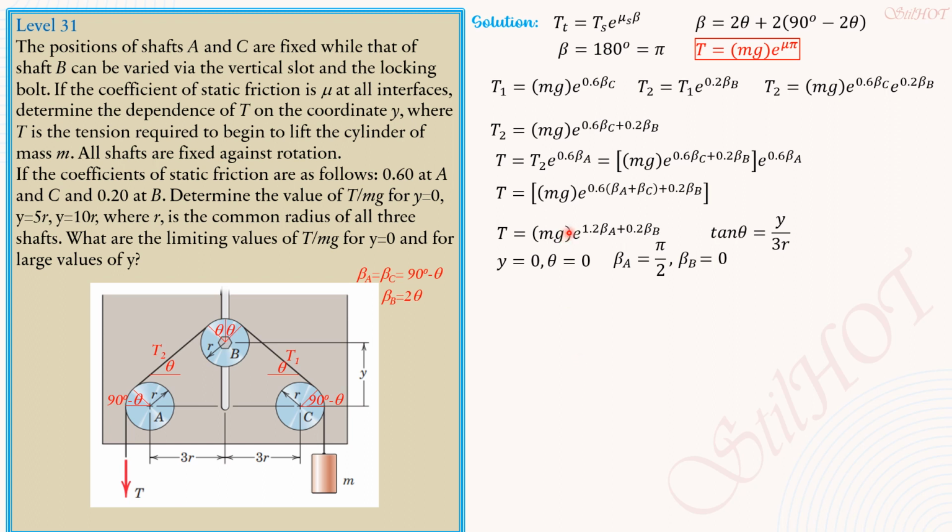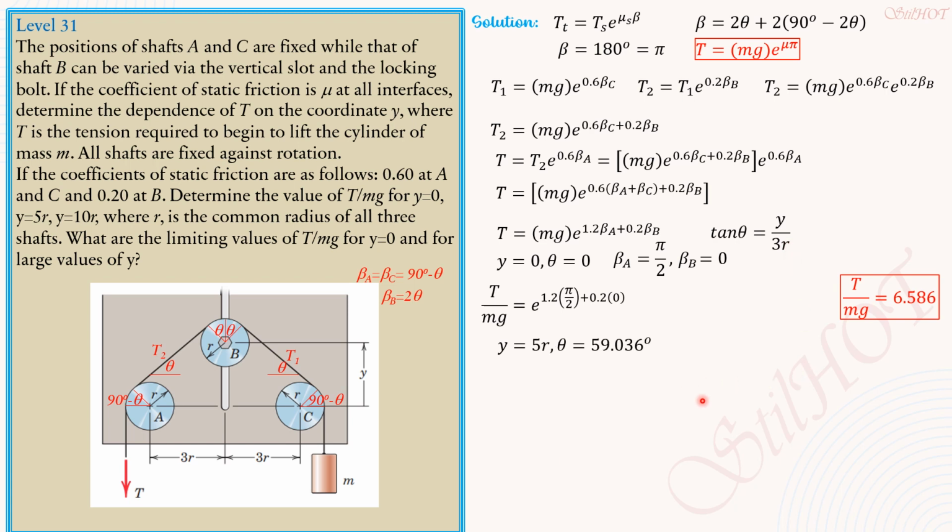So substitute into this equation. Take note that beta A is pi over 2, beta B is 0. So T over mg equals e to the 1.2 of pi over 2 plus 0.2 times 0. So we can evaluate that ratio, and it is equal to 6.586. Then when y is 5r, tangent theta is 5r over 3r, arctan of 5/3.